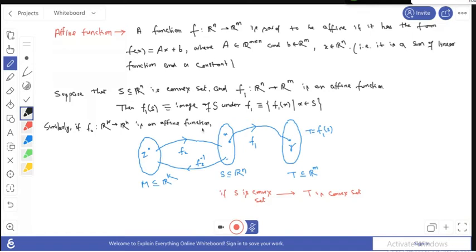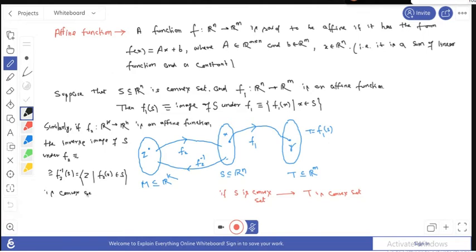Okay, so the inverse image of S, the inverse image of that S under the mapping F2, this means F2 inverse of S, and this equals the collection of all Z such that F2 of Z belongs to S. Okay, so this is the inverse image of S under F2. This is also a convex set.